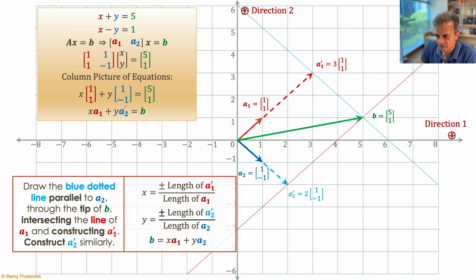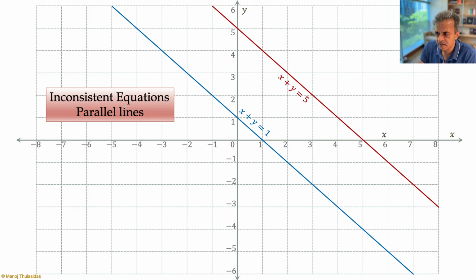Now let's look at a different case that we dealt with in the row picture. That's when you had inconsistent equations, x plus y equal to 5, x plus y equal to, let's say, 1. These two lines representing these two equations in the coordinate space are parallel lines and they never meet, so there's no common point of intersection, and the equations don't have a solution.